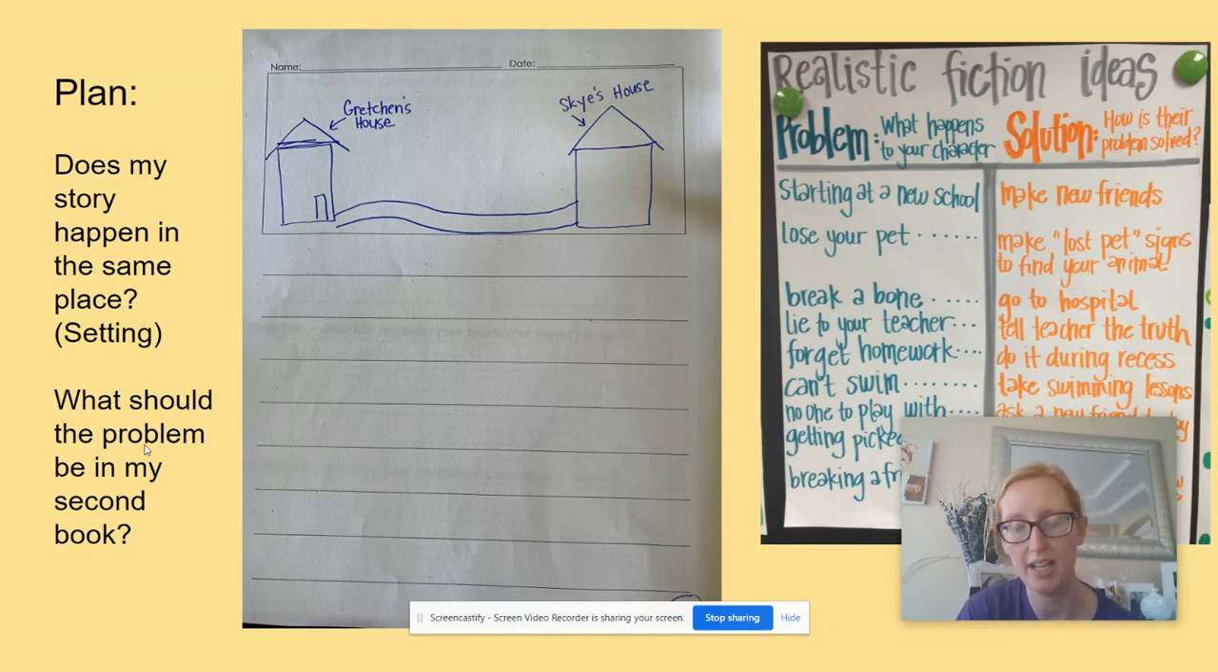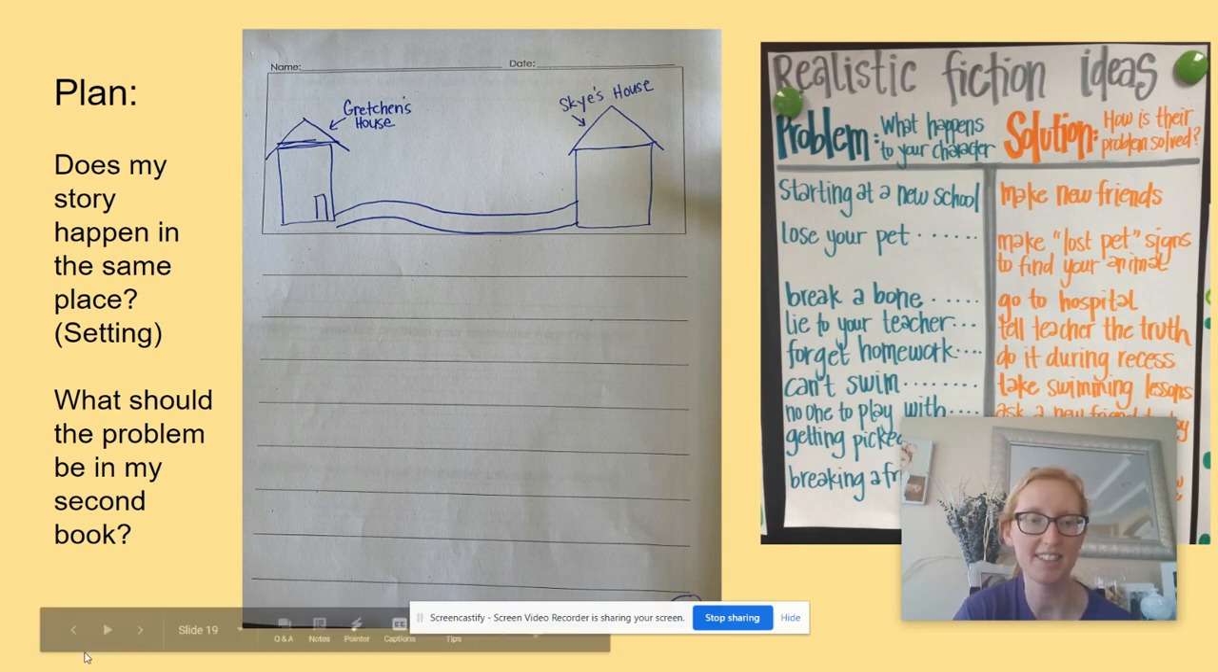All right, the next question that I asked myself as I was doing my second page here is, what should the problem be in my second book? I had to stop and think. Gretchen is missing her friend, right? So I'm thinking about what I could include as a problem while Gretchen is walking over to Sky's house. Here's some ideas. Okay, stop and think. You can even pause the video if you want to come up with a problem that I could use. Okay, are you ready to see what I did? Let's go to the next page.